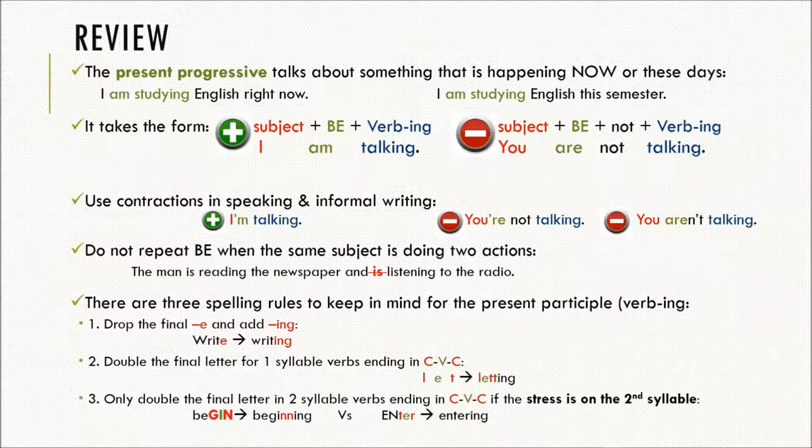And three, only double the final letter in two-syllable verbs ending with consonant, vowel, consonant if the stress is on the second syllable. So our first example, begin, the stress is on the second syllable, which means I need to double my final consonant, beginning. Whereas enter, the stress is on the first syllable, all I do is add ing, entering. That's all for our lesson.